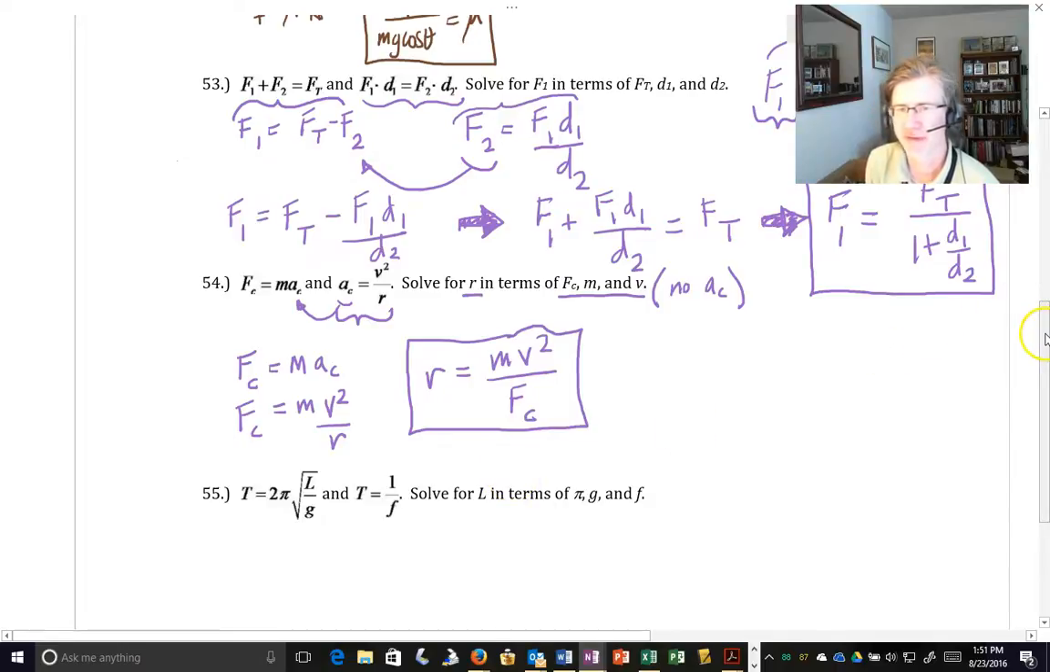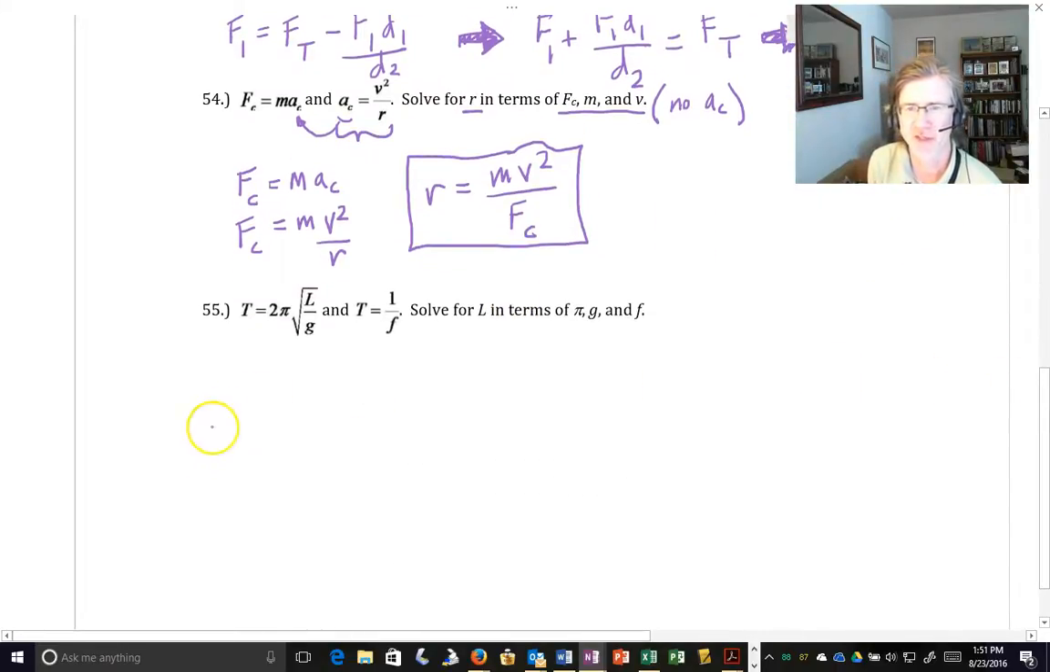Let's do question 55. You can double check your answers. If T equals 2 pi times the square root of L over G, and T equals 1 over f, solve for L in terms of pi, G, and f. The variable that we don't have in the end is T, there's no T in the end. These equations both have T solved for, so this one should be relatively easy. 1 over f equals 2 pi times the square root of L over G.